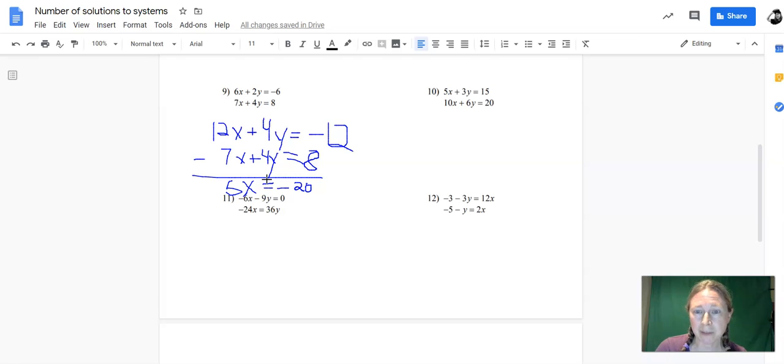This is possible to solve algebraically. And if I graph it, I'm going to find that I have 2 lines that cross in one place. Let's take a look at this one.